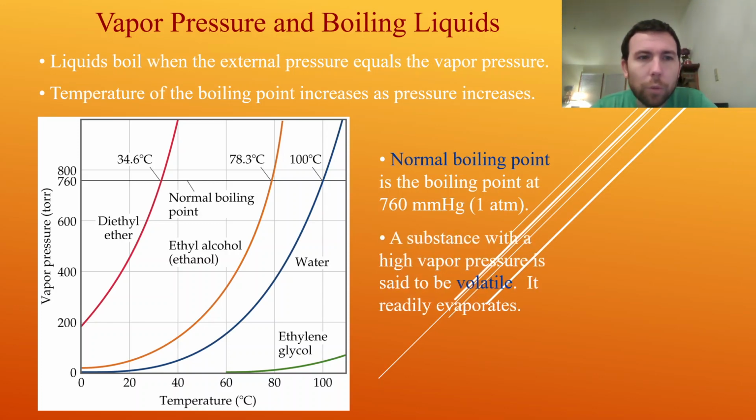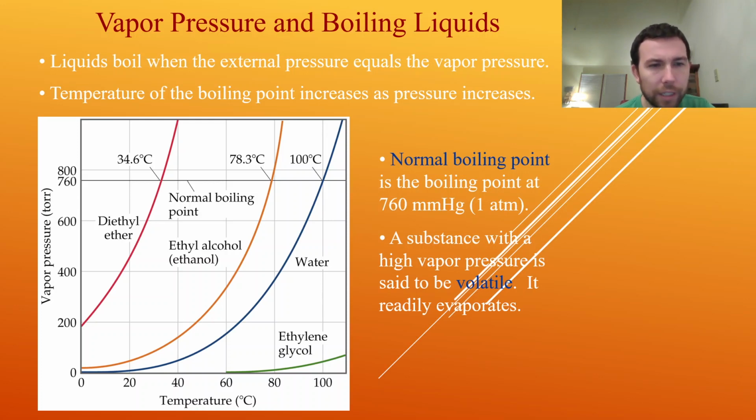Now, when you look at these substances, you notice that the vapor pressures at given temperatures are very different. Diethyl ether at 0 degrees Celsius has a vapor pressure of approximately 200 torr, whereas ethyl alcohol and water are both pretty close to 0. Ethyl alcohol is a little bit higher.